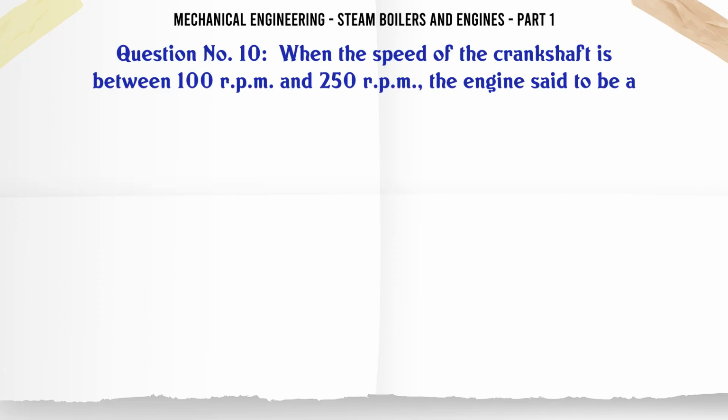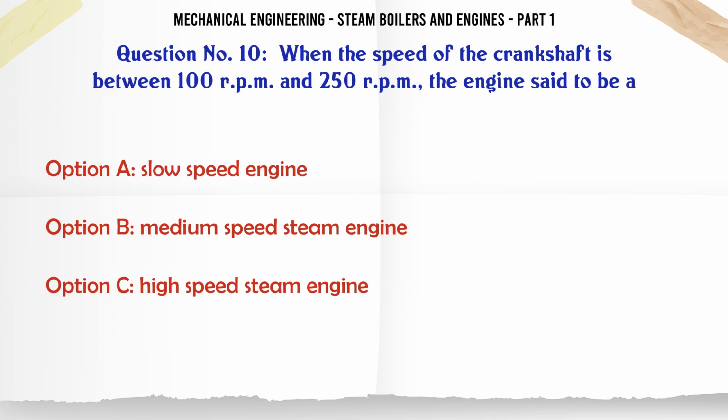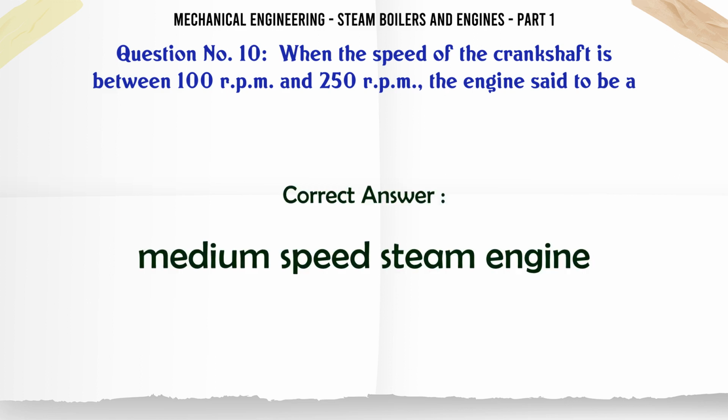When the speed of the crankshaft is between 100 rpm and 250 rpm, the engine is said to be: A. Slow-speed engine. B. Medium-speed steam engine. C. High-speed steam engine. D. None of these. The correct answer is medium-speed steam engine.